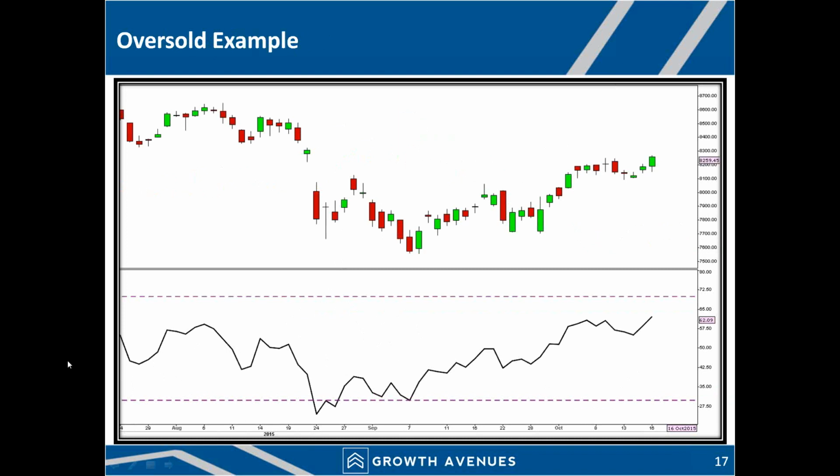This is again an oversold example. This is of Nifty. There had been claims of 7200 or some such figure where people felt that this is not the ideal way to trade the market, or rather you should not stay long in the market. And look what Nifty did. It hit oversold.